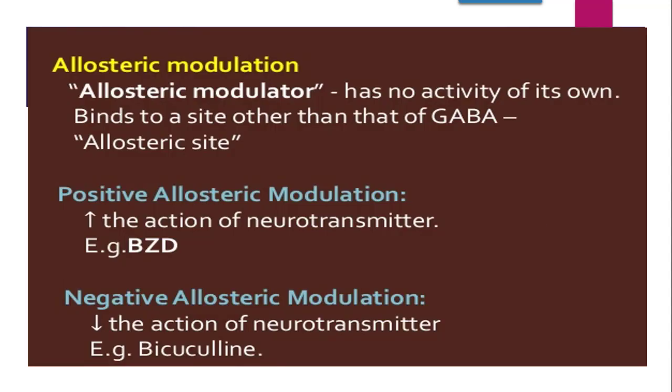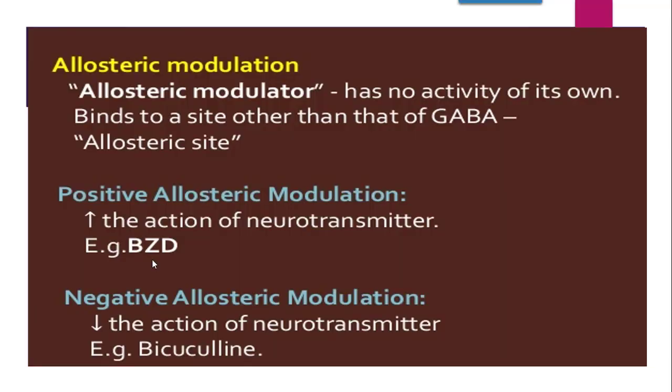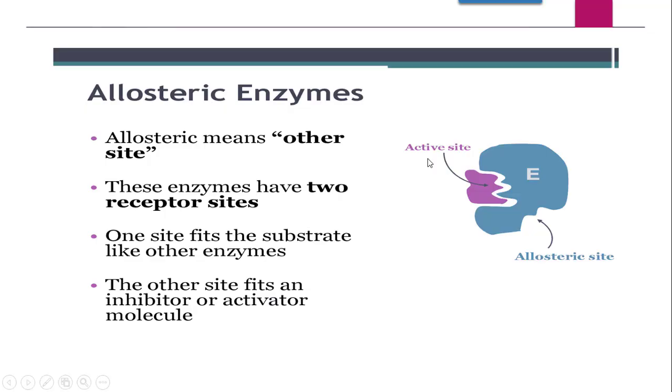Before going to that, we will see the modulation which we discussed just now, that it can be inhibitory and it can be an activator also. These allosteric modulators have no activity of their own. That means, for example, if benzodiazepine is acting as a modulator, it will not have any activity of its own; it only binds to a site other than that of GABA. Whatever we just discussed, at the active site GABA will bind and GABA will actually show the action, since it is a neurotransmitter responsible for the action.